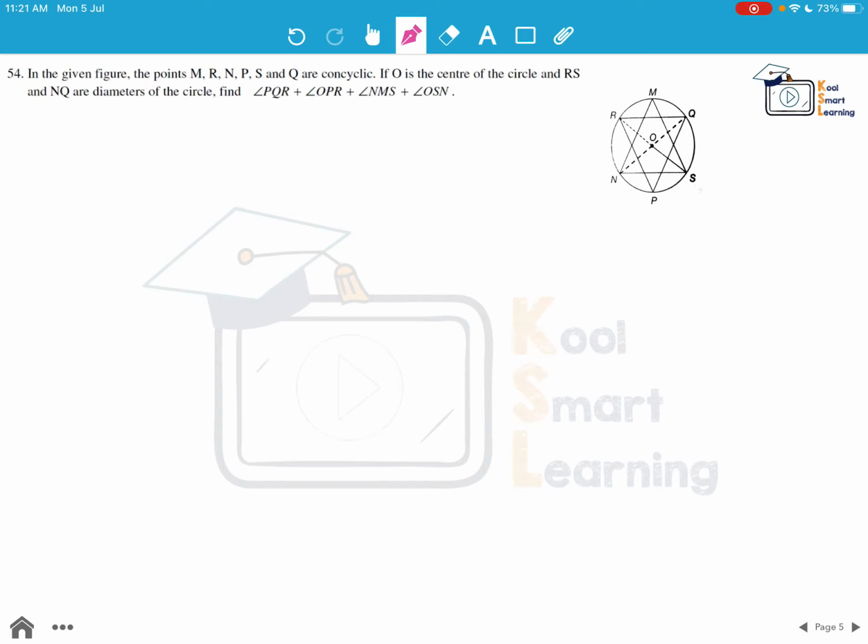Now what are these four angles? First is PQR. So we're talking about this angle. Then is OPR. So let's join this OP, this angle. Angle NMS, which is this angle, and angle OSN, which is this angle, right? So we have to find the sum of these four angles. So let's take angle PQR to be equal to x.